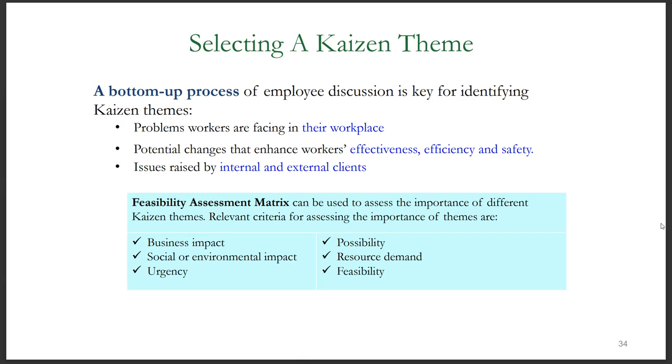A feasibility assessment matrix can be used to select among various Kaizen themes. Such a feasibility matrix can assess the importance of a Kaizen theme based on its potential business impact, social impact, environmental impact, urgency, resource demand, etc.